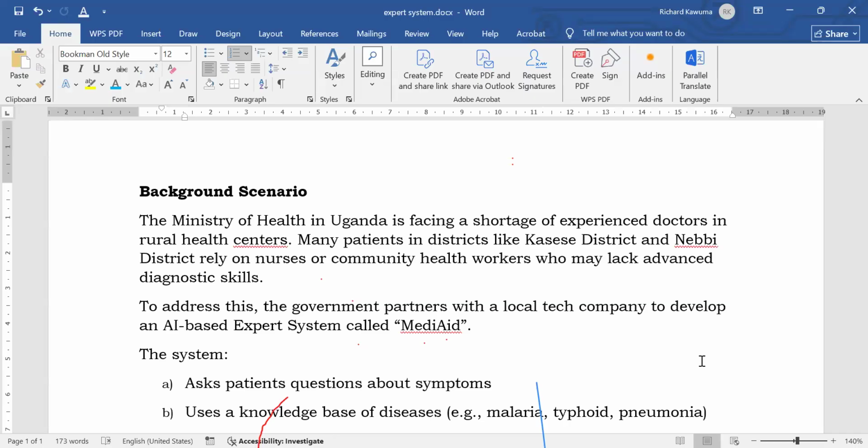that's why we are saying to address this, the government wants to create an expert system, and they are calling it Med-Aid. So that term Med-Aid, that's where it is coming from, which is confusing you. They want to call that system by the name Med-Aid. Okay.